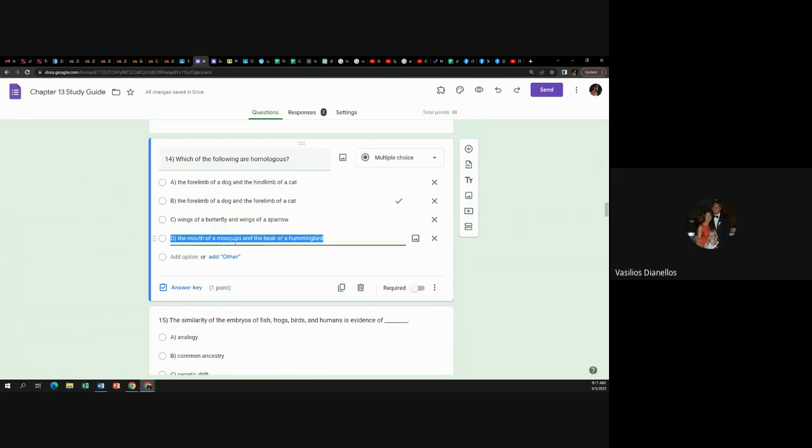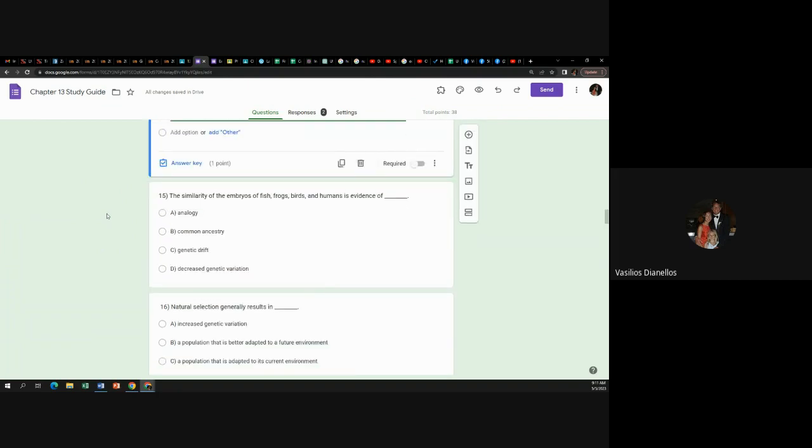Same with this. Here again, we're comparing a bird with an insect, and it's not like they have a common ancestor where they had mouths. But again, I don't really like this question. It probably won't be on the exam. Any questions about that question?